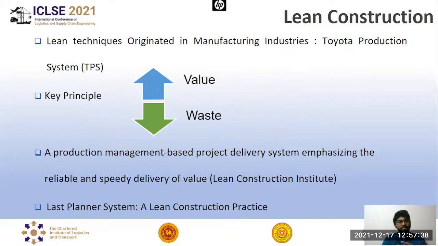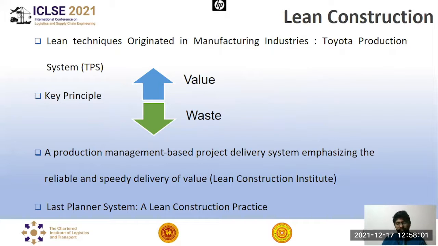The key principles of lean are to increase value and quality while minimizing or eliminating waste and reducing production time and cost. Coming from lean manufacturing to lean construction, it is also the same. It is a production management based project delivery system, emphasizing the reliable and speedy delivery of value.